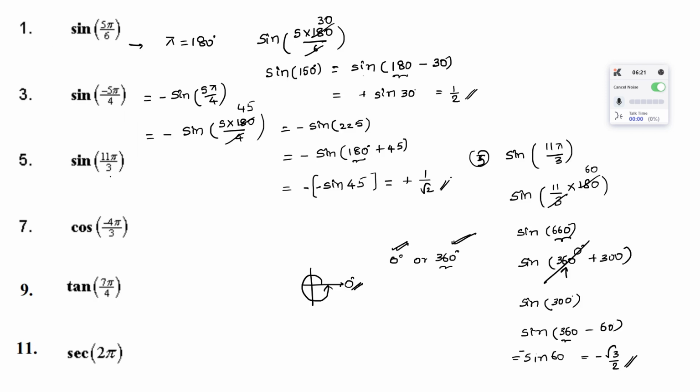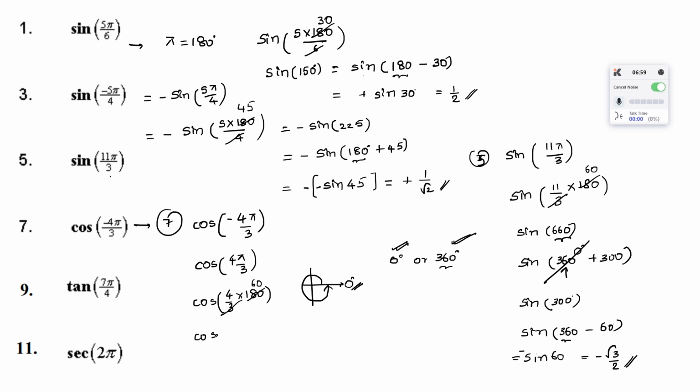Now, let me do the seventh question here. Cos minus 4 pi by 3. I told you very clearly, for cos and secant, even though there is a minus symbol, that will not affect the value because cos and secant are even functions. So cos of minus x is the same as cos x. So the answer will be cos 4 pi by 3. So cos 4 by 3 into 180. 3 ones are 360s are.